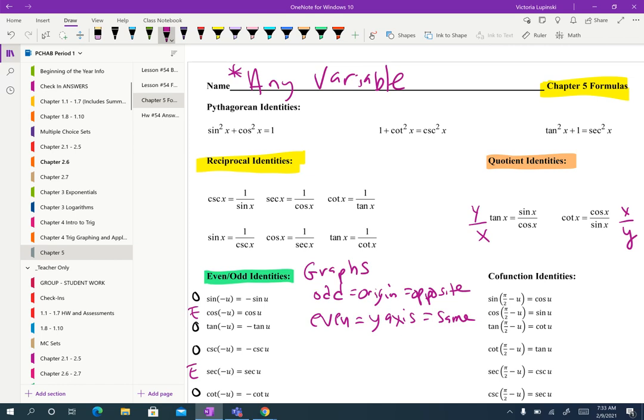The next set is the idea of the set of co-functions. So when you see the word co-function, focus on the co and think of the word complements.